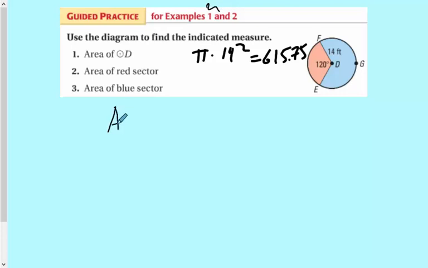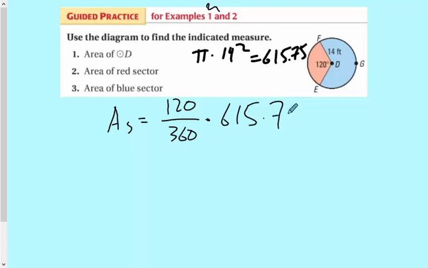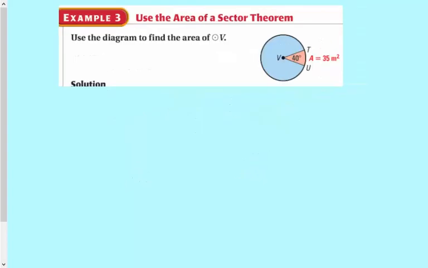So the area of the sector equals 120 over 360. So we have 1/3 of the full circle. That's the percentage we're dealing with here, times the area of the full circle, which I just found, 615.75. So we can take that times 120 and then divide that by 360, and that leaves me with 205.25. If I subtracted that from 615.75, we can get the blue one.